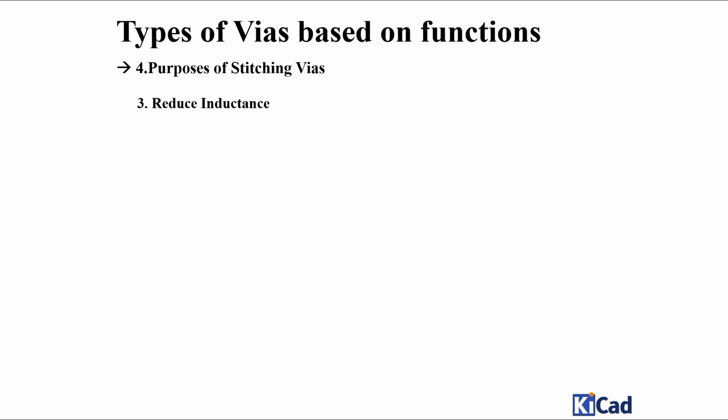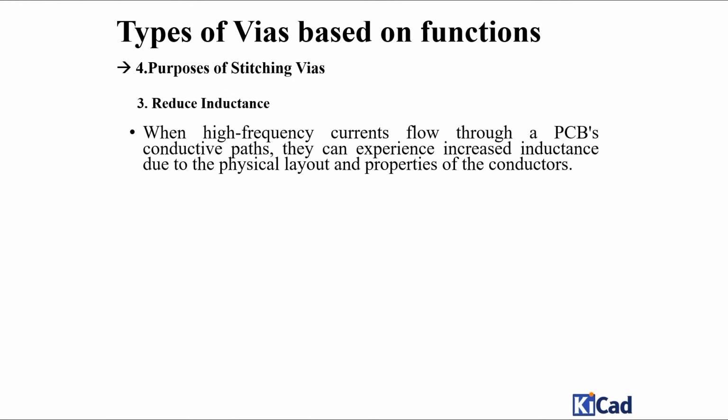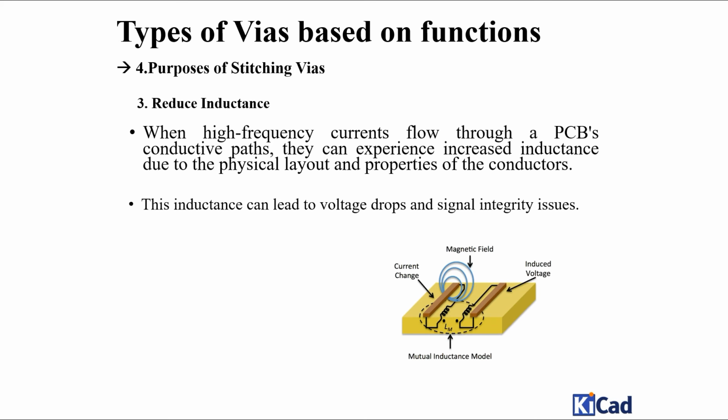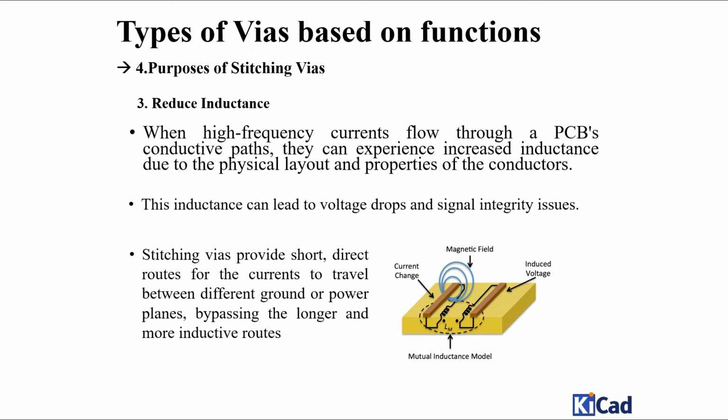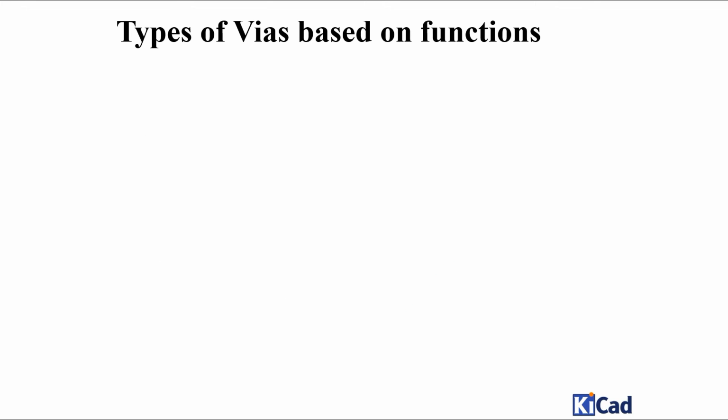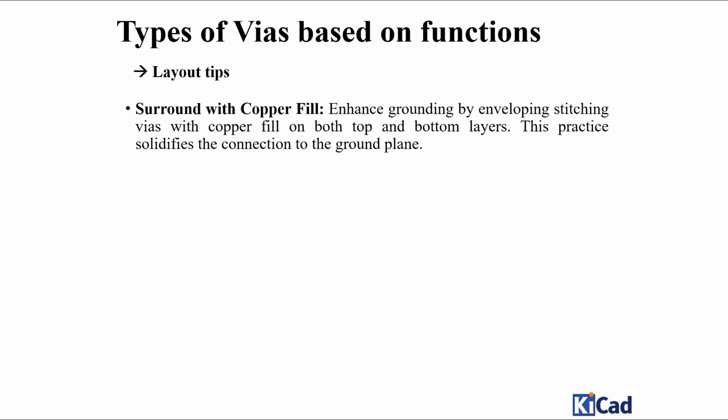The next purpose is reduced inductance. When high frequency current flows through a PCB conductive path, it can experience increased inductance due to the physical layout and properties of the conductor. This inductance can lead to voltage drop and signal integrity issues. Stitching vias provide a short direct route for the current to travel between different ground or power planes, bypassing the longer and more inductive routes.